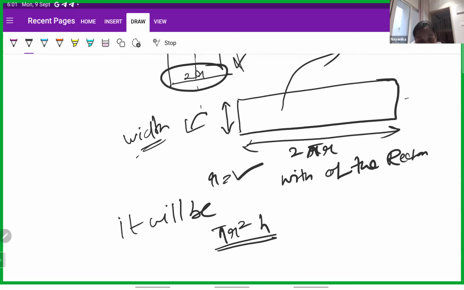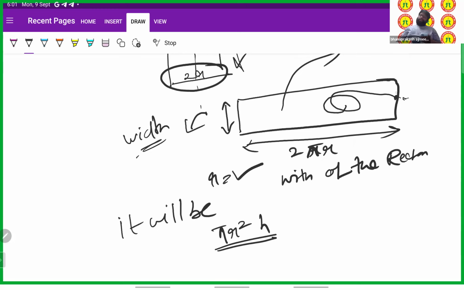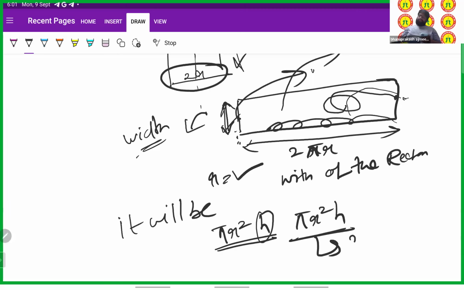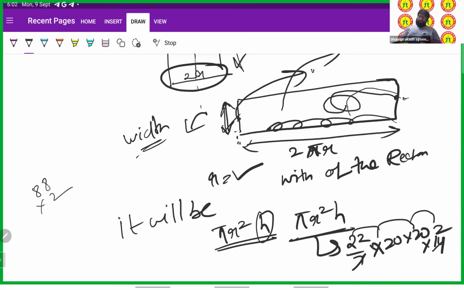Sir, it's 17,600, sir. So ultimately, you are rolling from this point, rolling, rolling, and you will join this point, and ultimately you will get what? This width, you know, will be h. So pi r square h. Pi r square h is 22 by 7 into r square, which is 20 into 20, into h. H is 14. So 7 ones are 7, 7 twos are 14, so 22 into 2 is 44, 44 into 2 is 88, 88 into 2 is how much? 176, and I have two zeros here, so 17,600 is the answer, centimeter cube.